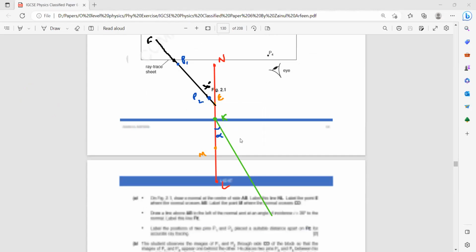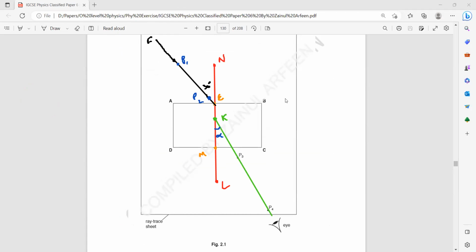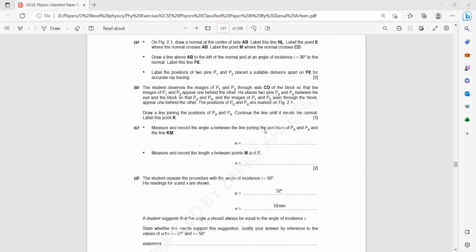So we have to measure in the question the x, the distance between M and K. We have to measure this length using your scale. You will measure this length and mention either in centimeter or millimeter. Sometimes they give the unit, so it must be in that unit. Here they did not mention, so you can write your answer in millimeter or centimeter.